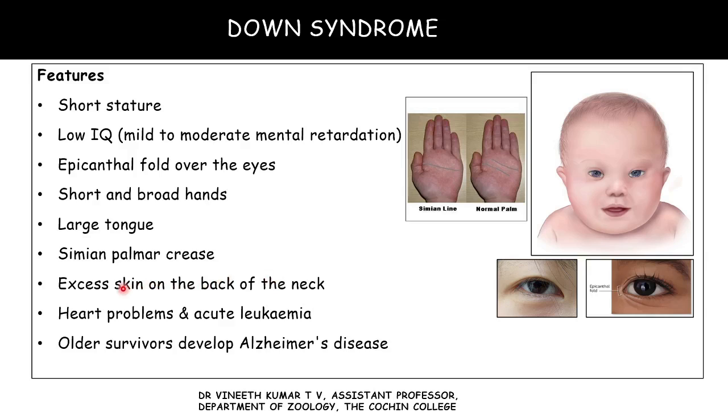If you observe a baby with Down syndrome, you can see an extra fold of skin which you can hold, like a fatty mass. A skin fold will be present behind the neck. Usually that will be associated with heart problems and acute leukemia. Older survivors also develop Alzheimer's disease.